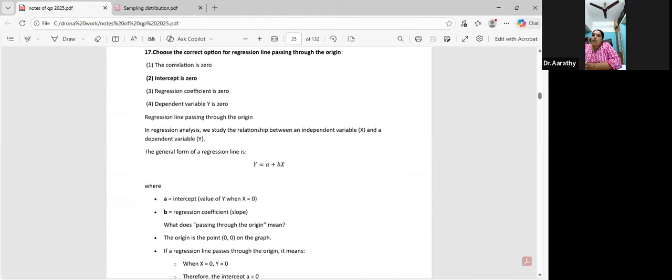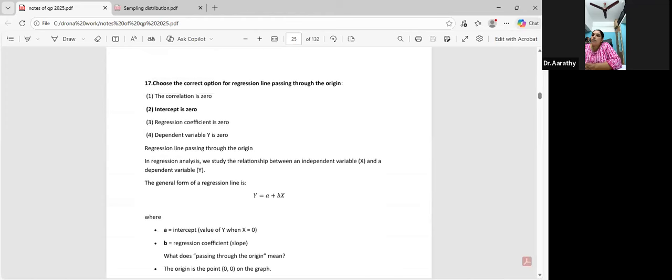Okay. Now the next question is, choose a correct option for regression line passing through the origin. So what is regression analysis in statistics? Regression analysis means nothing but studying the relationship between the independent variable and the dependent variable. How a change in the independent variable can change the dependent variable. That is regression analysis. The study of that part is called regression analysis. And there is a formula, a general form of regression line, which is y = a + bx.